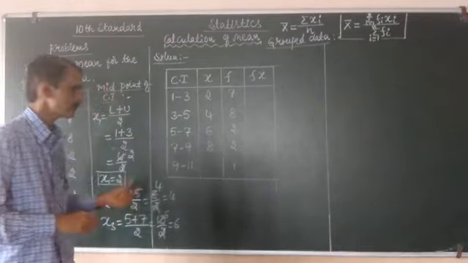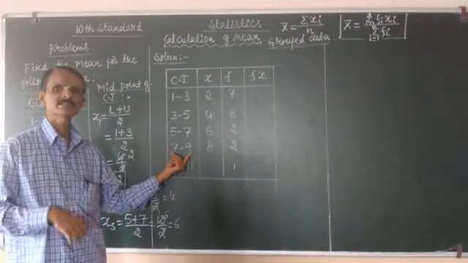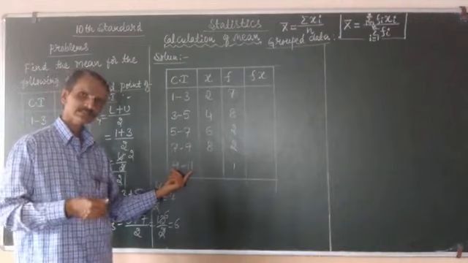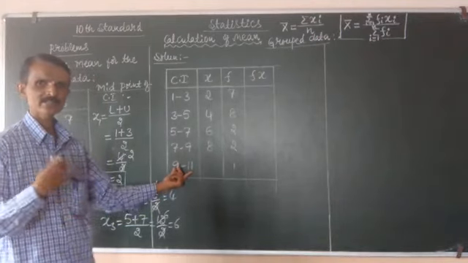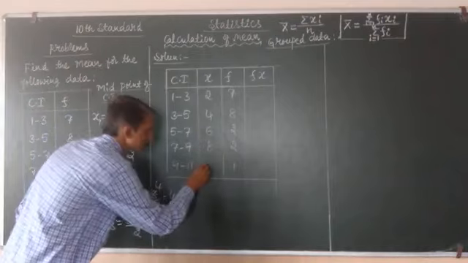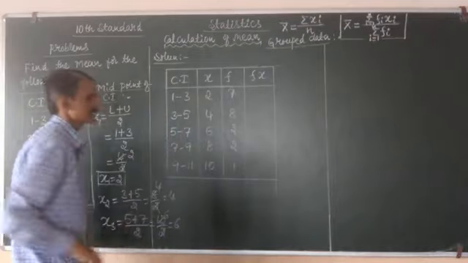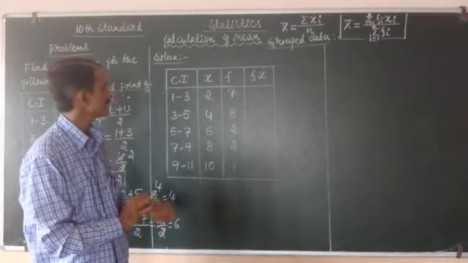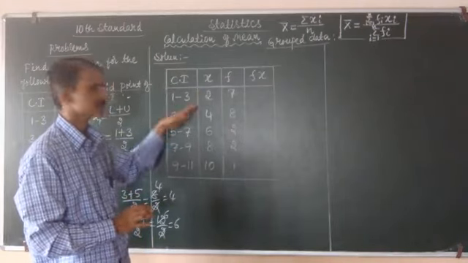Or 9 plus 7, it is 16. 16 by 2 is 8. So next, 11 plus 9, it is 20. 20 by 2 is 10. Or, adding 2 to 8 gives 10. This is how we have calculated the midpoint of the given class interval.